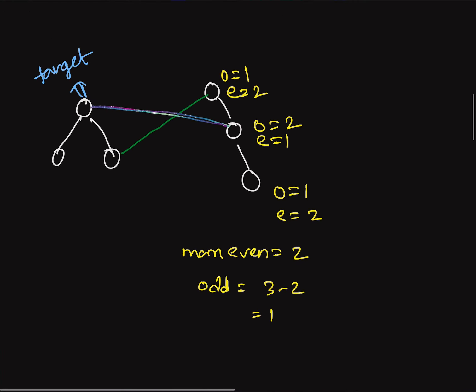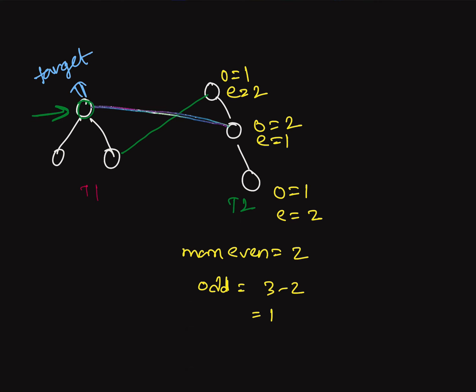Let's see some observations that will make it easy to solve this problem. Suppose the white color represents tree 1, and similarly this is tree 2, this white color, okay, both the white color. Now suppose this is our target.